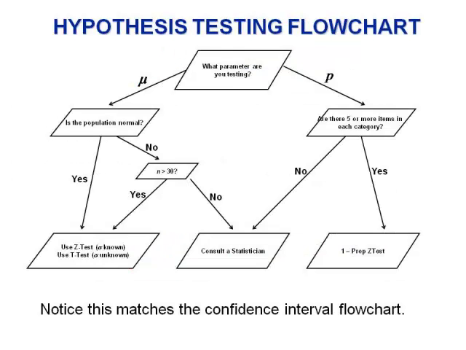In case it's helpful to you, we have a flowchart for hypothesis testing, just like we do for confidence intervals. First, you have to figure out whether you're making a claim about the mean or the proportion, and then you go down that direction. For this section, we'll be doing the proportion, so then it has you check if there's 5 or more in each category, and if so, you can proceed with the hypothesis test, and if not, you have to consult a statistician.